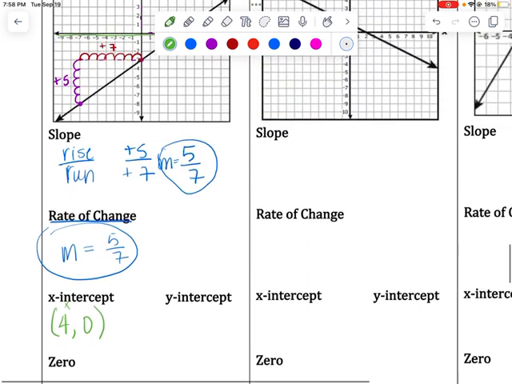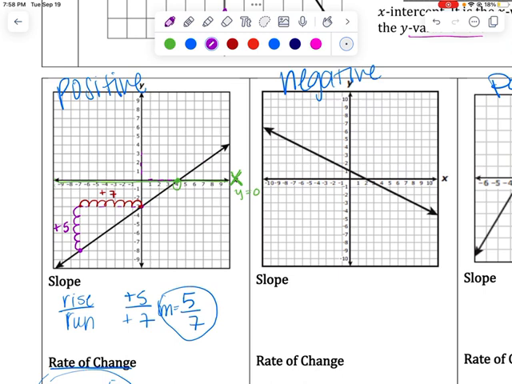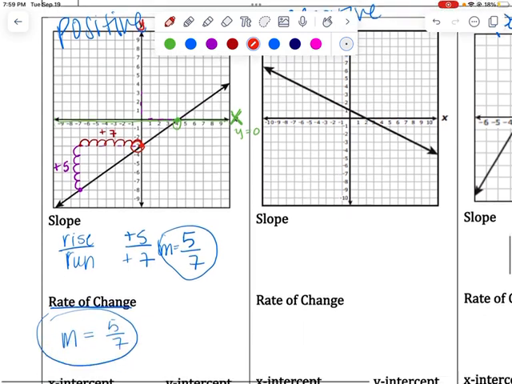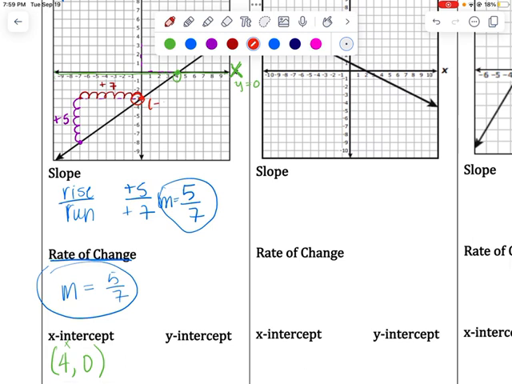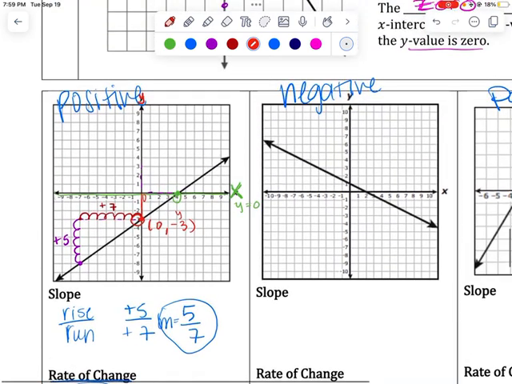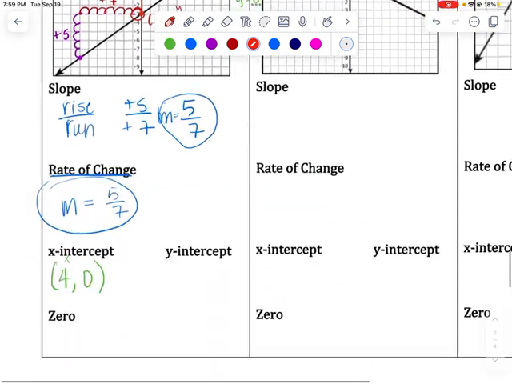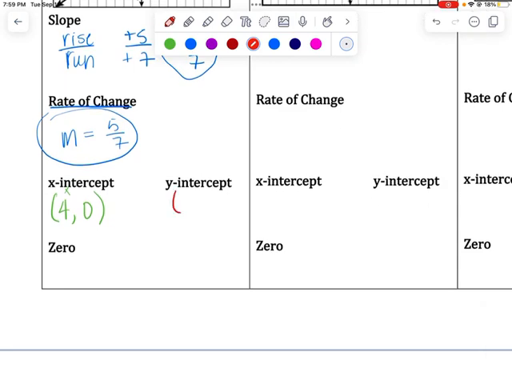Now my y-intercept is going to be wherever I'm crossing the y-axis. I cross it right there, where y is equal to -3. Here's the y part. And then what is my x right here? That's 0. Anytime I'm on the y-axis, x is equal to 0. So my y-intercept is always 0, comma, the height.